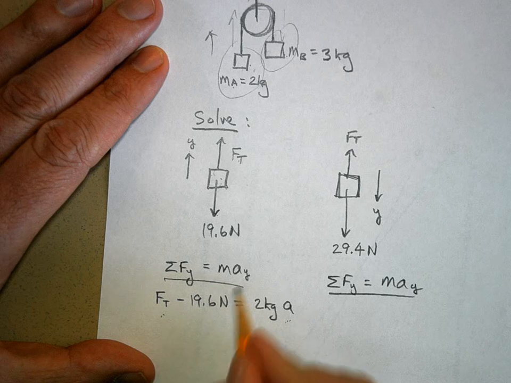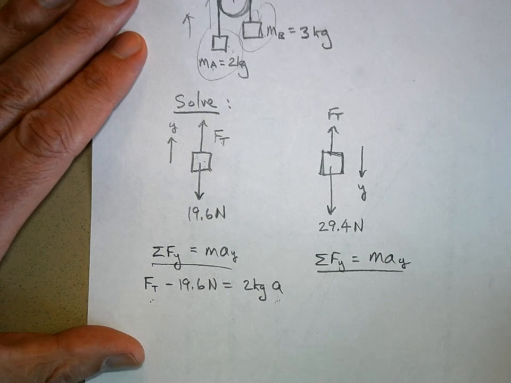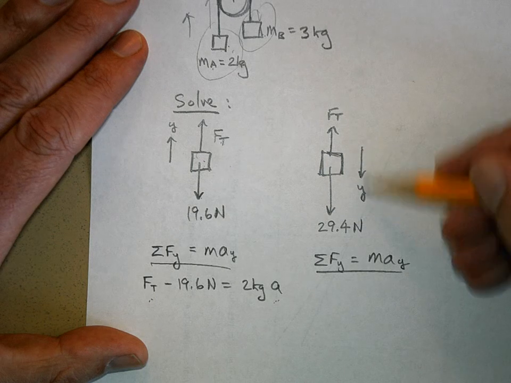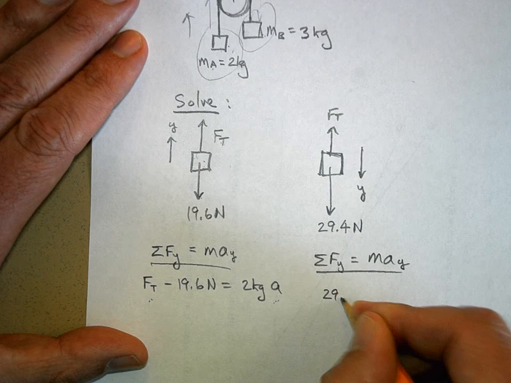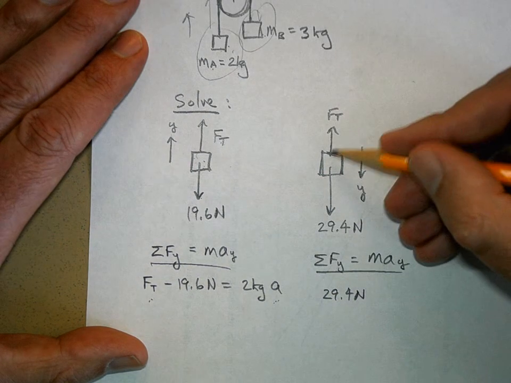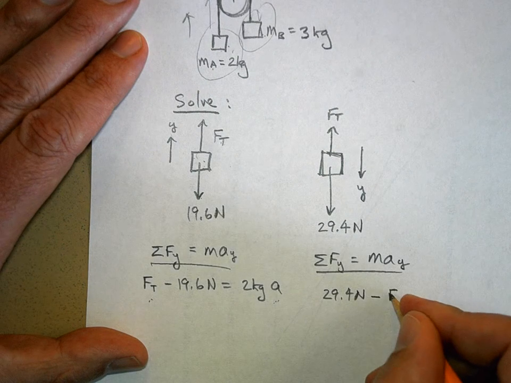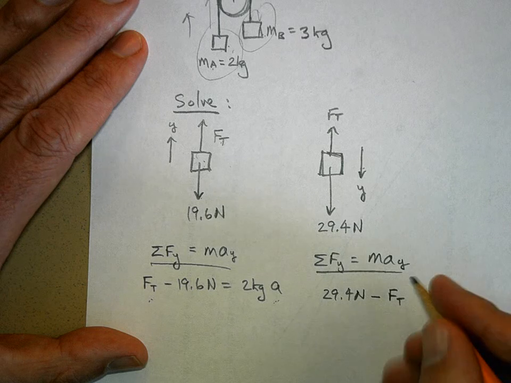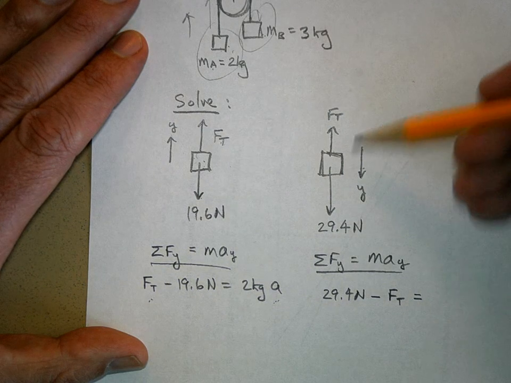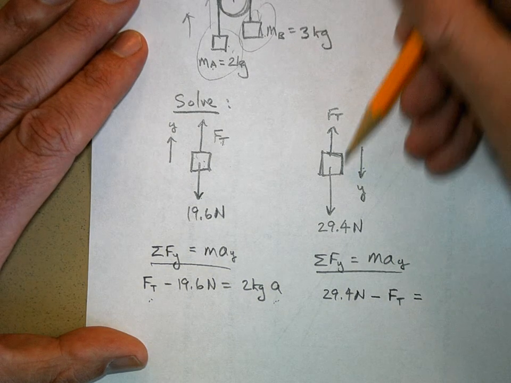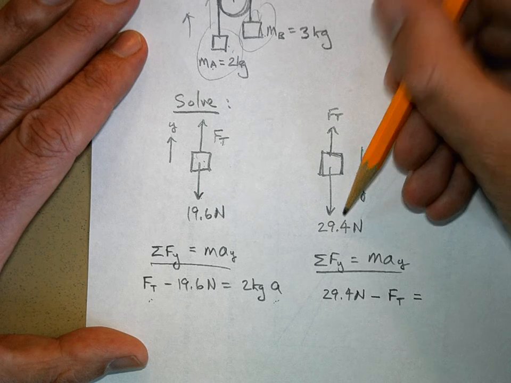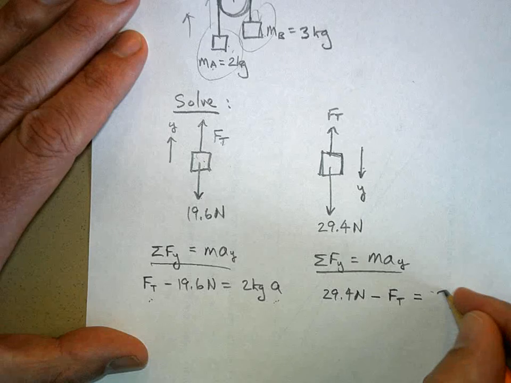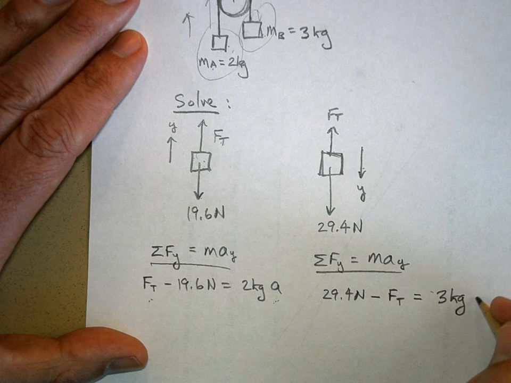Let's do the same thing for this guy. Now I've made this the positive direction, so this is going to be 29.4 newtons in the positive direction, and now the tension force is in the negative direction based on how I drew my coordinate system. And this is going to be accelerating down, so the acceleration is positive. Down is positive for this guy. And the mass is just 3 kilograms times a.